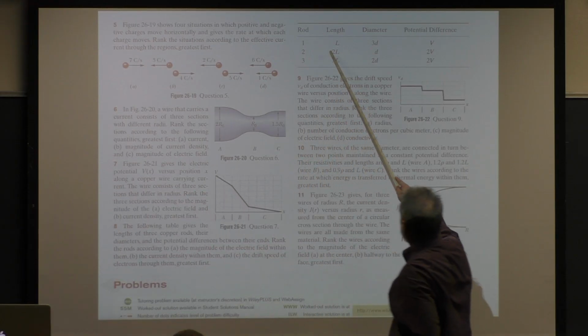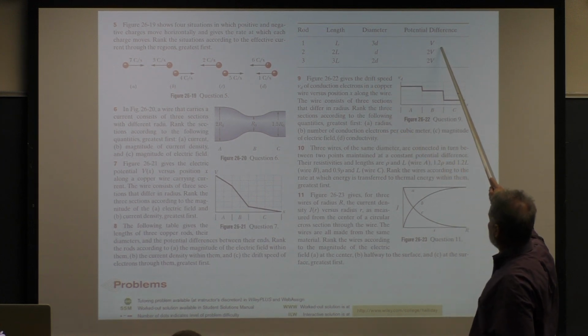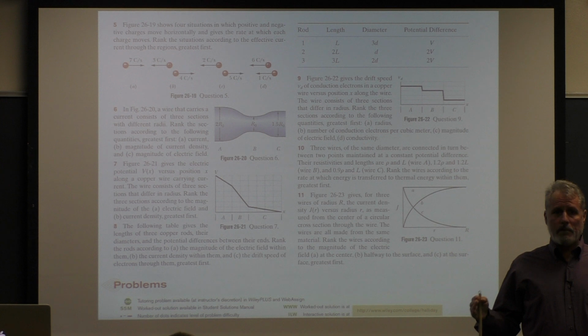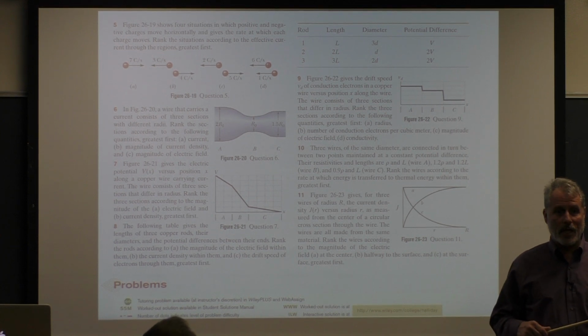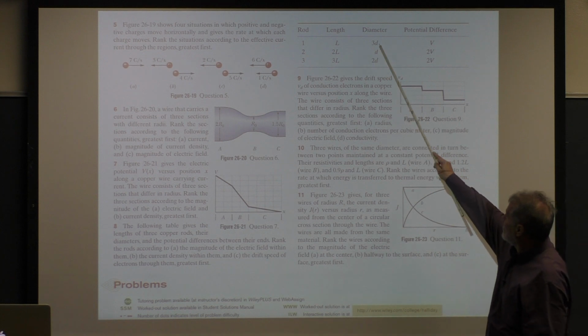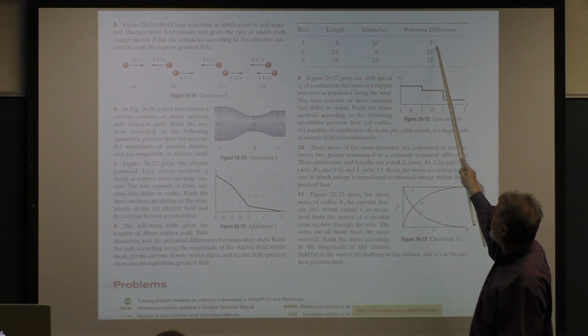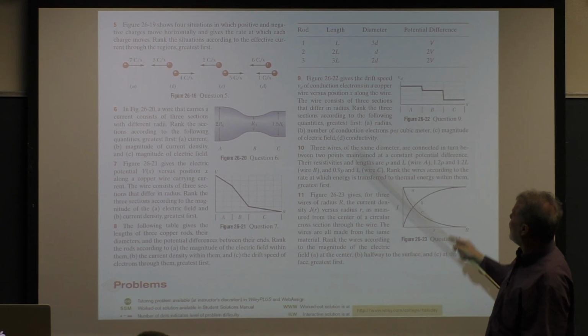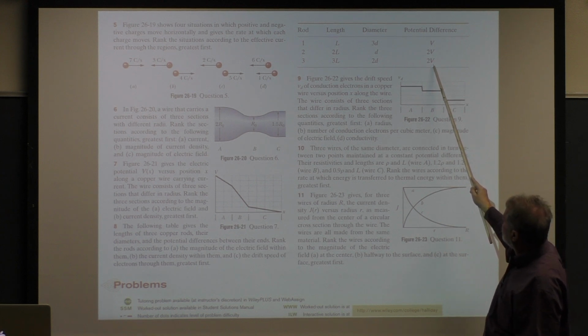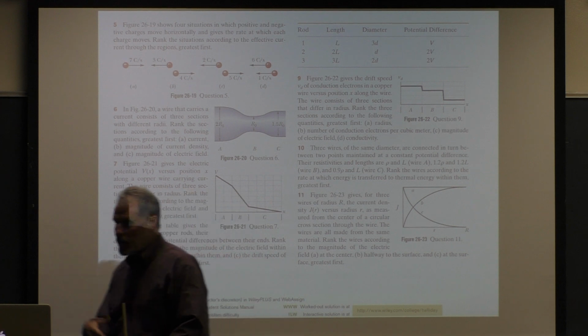The electric field, this is the length, that's the diameter, and that's the potential difference. For the electric field, what matters? The potential difference is applied across the length of the 3 rods. So the electric field only cares for that length, right? V over L. The electric field is the gradient of the potential. And so we don't care about the diameter. The electric field would be V over L on the first one, V over L on the second one, and 2V over 3L on the third one. So that ranks the electric field.